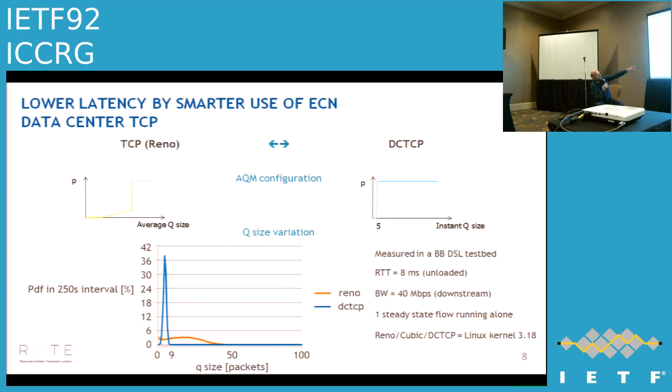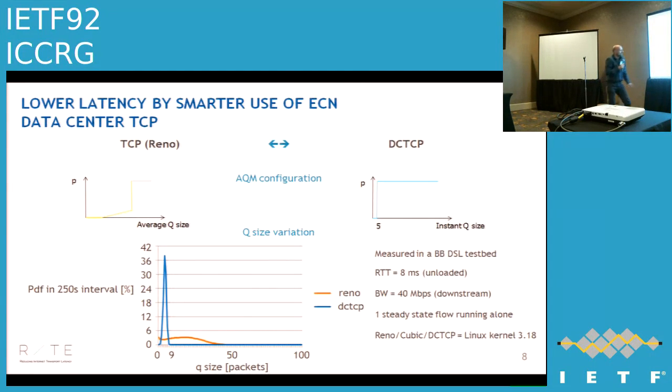which is required to have full throughput. We had in our testbed an 8 millisecond unloaded round trip time. We throttled the user throughput downstream to 40 megabit. We let it run in steady state for a while and captured over 250 seconds. We plotted the queue size that we experience when we dequeue a packet, how many packets are still in the queue.